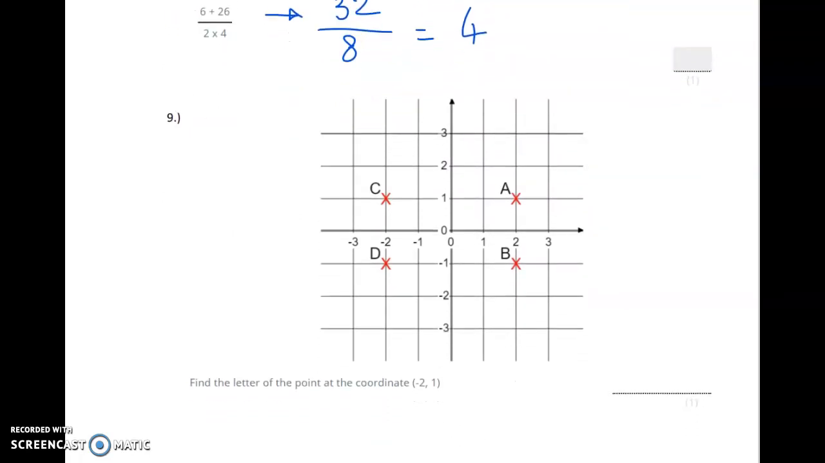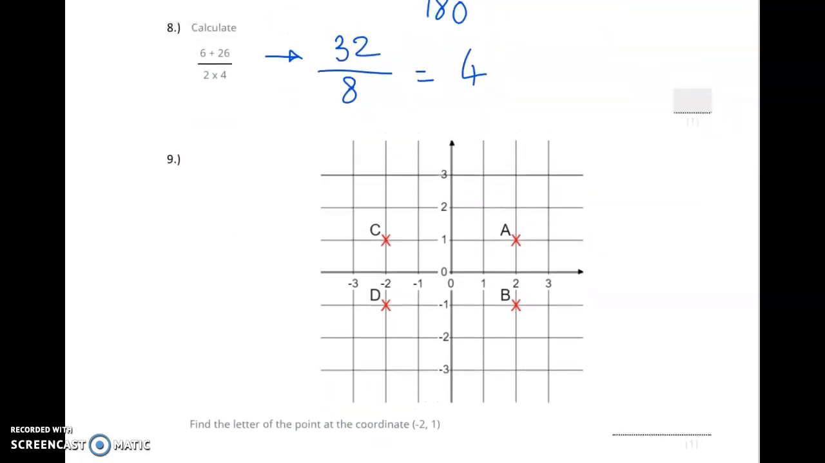It says find the letter at the point of coordinate -2, 1. So -2 means we go across by 2, or to the left by 2, so there's 2, and then 1, so it's going to be there, so it's going to be letter C.